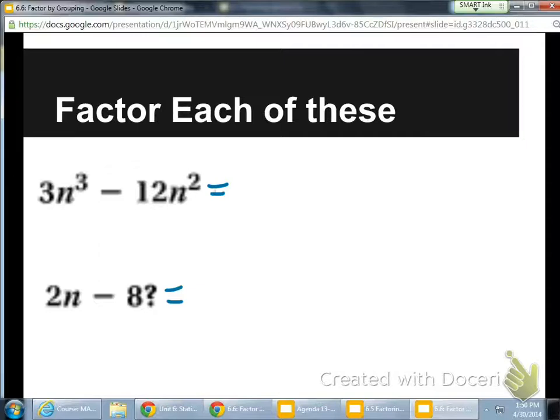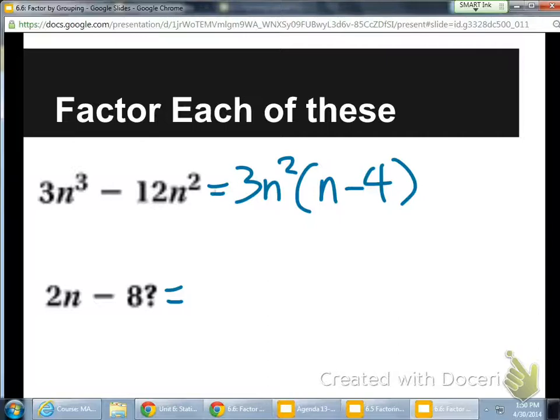All right, hey, who has the first one done? Patel, can you tell me what that one is? 3n squared, parentheses, n minus 4. So we got 3n squared, and then parentheses, n minus 4. Thumbs up, everyone agree? Okay, good.